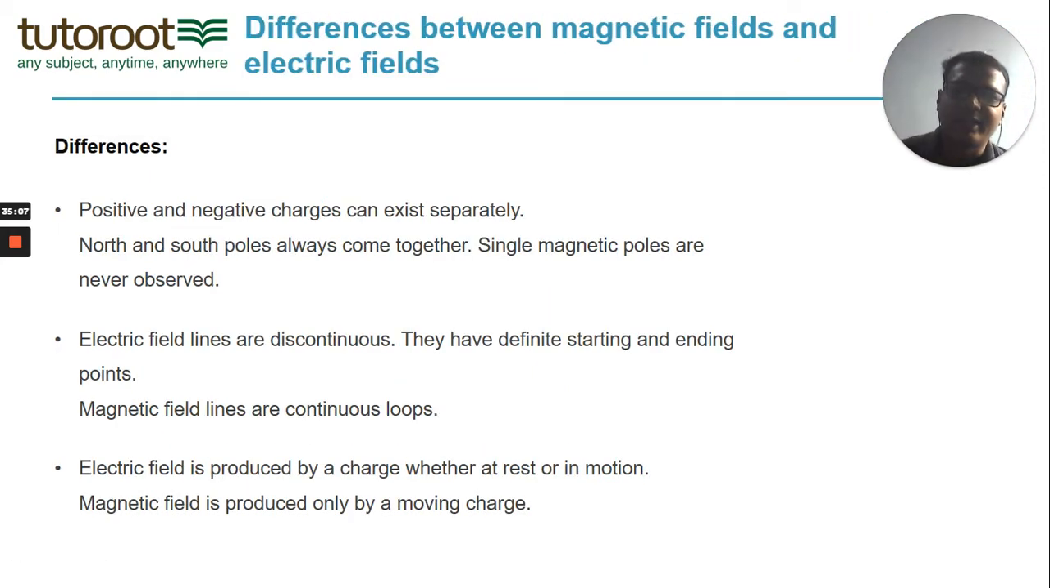So those are the similarities. What are the differences? Both of these are very important points. The differences are more important. Positive and negative charges can exist separately. Very important point. You have protons separately and electrons separately.